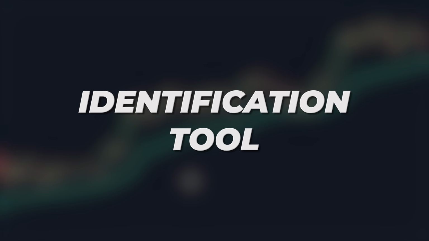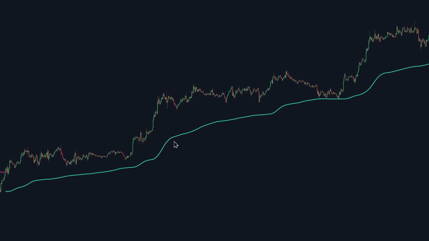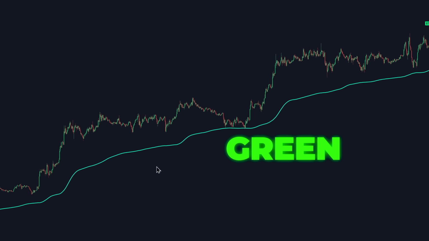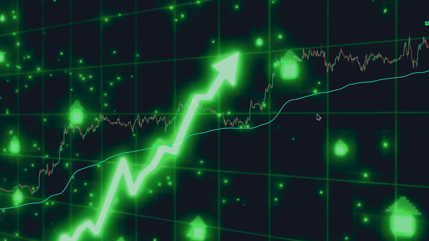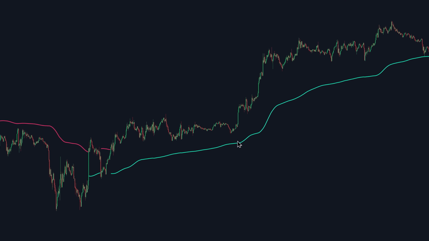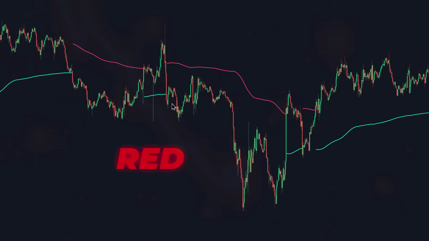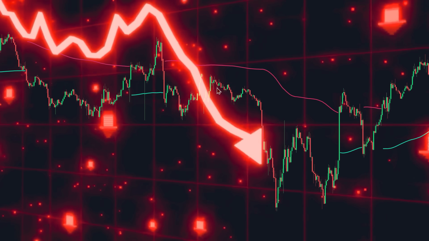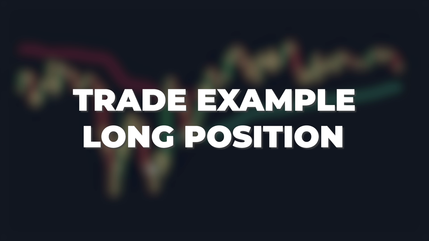We want to trade only in the direction of the trend. When the trend line is green with the price trading above it, that is a bullish trend, and we're going to be looking to take only long positions. If it turns red with the price below it, that's bearish, and I'm going to look only for short positions. So how do we take a long position?